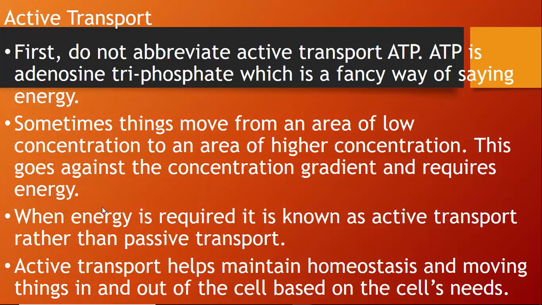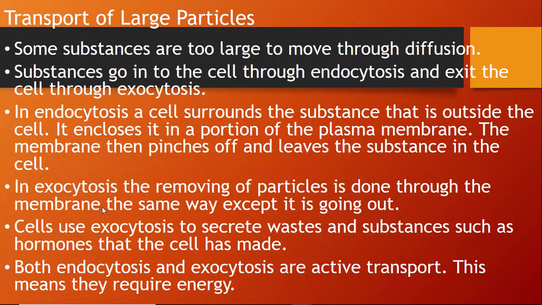Now, when energy is required, we call it active transport rather than passive transport. Active transport helps maintain homeostasis and moving things in and out of the cell based on what the cell needs. So active transport requires energy, which is ATP. Large particles. So some substances are too large to move through diffusion. It won't work. Substances go into the cell through what is known as endocytosis and exit the cell through exocytosis.